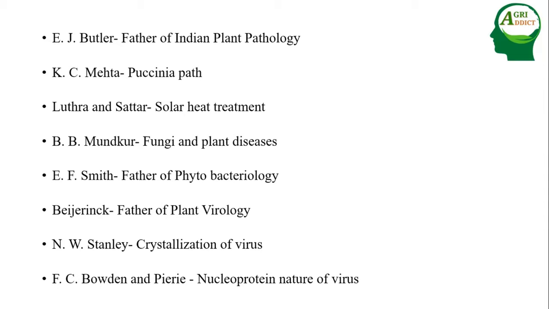And the scientist who told that viruses can cause the disease with the help of a poisonous fluid called contagium vivum fluidum. This was given by Beijerinck, who is called the father of plant virology. And the great scientist who got the Nobel Prize for the crystallization of virus is Stanley.